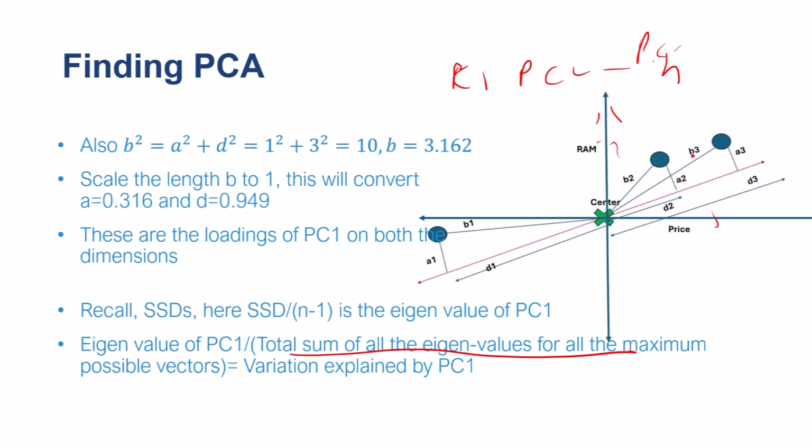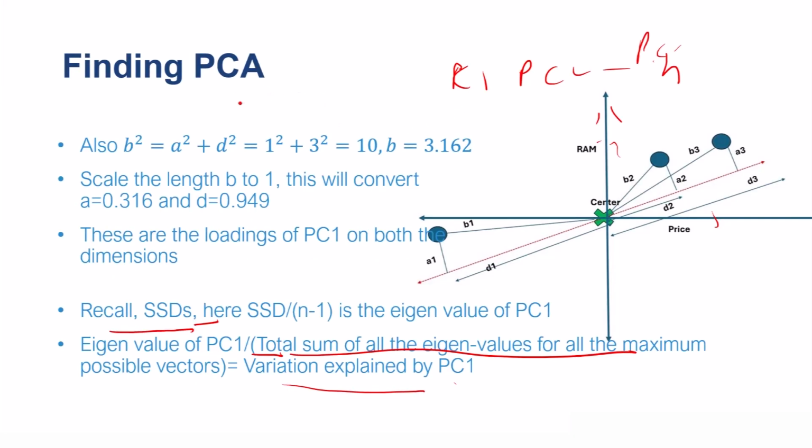In this case, it will be 2. If there are 3 dimensions, then it will be 3. If I divide the eigenvalue of a particular vector by the total sum of eigenvalues, it gives me the variation explained by that particular principal component. For example, here, let's take a simple example here.